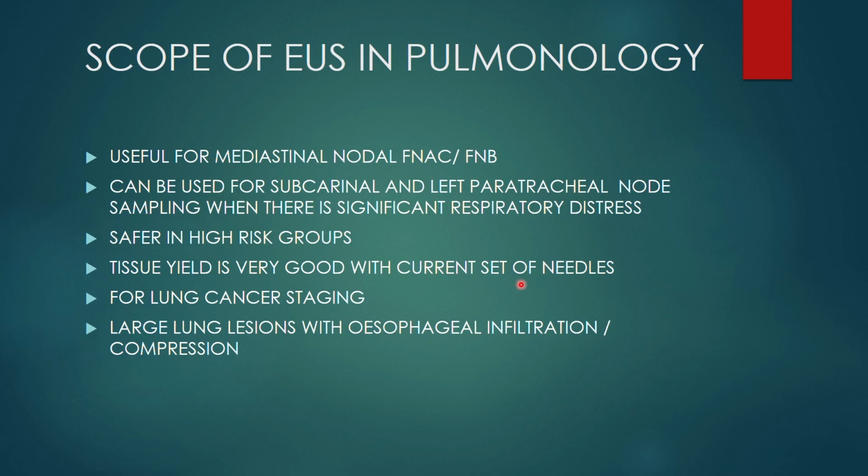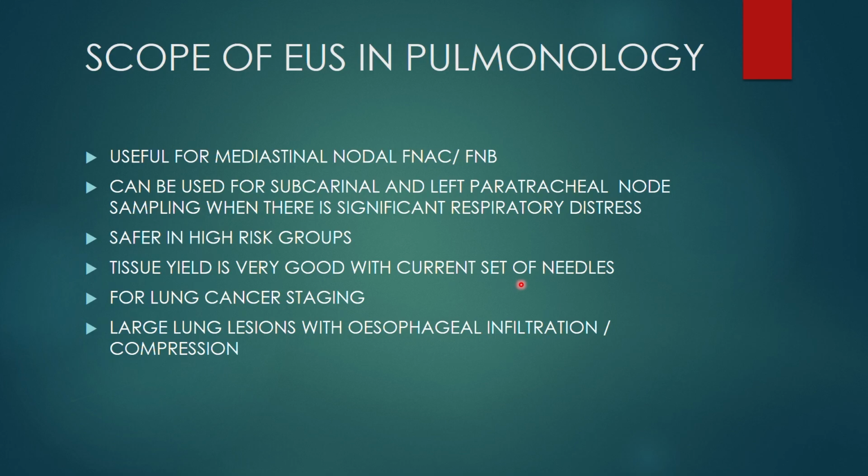And sometimes if they have dysphagia with only subcarinal nodes, then we do see the TB lymph node eroding into the esophagus, presenting as a TB. We do not call it a TB esophagus, but it is a subcarinal nodal TB. And in that situation, EUS would be the first option. It's also safer in high-risk groups.